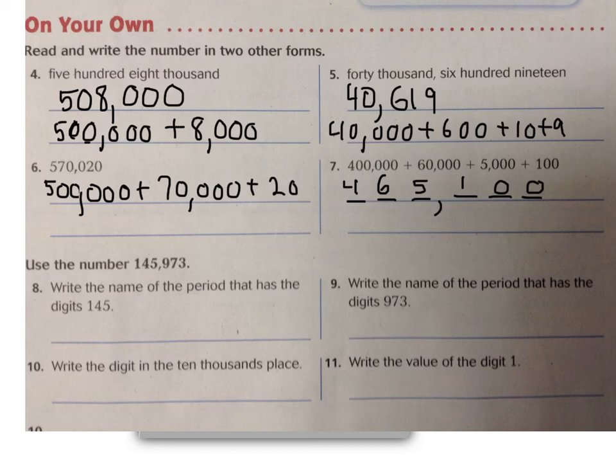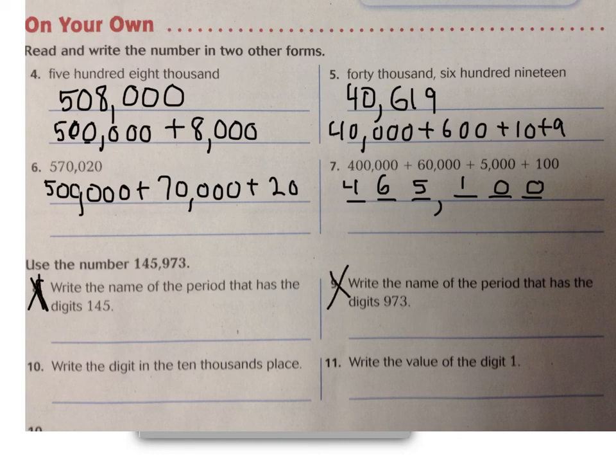Lastly, we'll look at 8 through 11. We can actually skip 8 and 9 because periods aren't really super important. They go through it here and in the book, but they're not necessary for what we need to know for 4th grade. So we're going to skip through 8 and 9, just cross them out and not work on them.